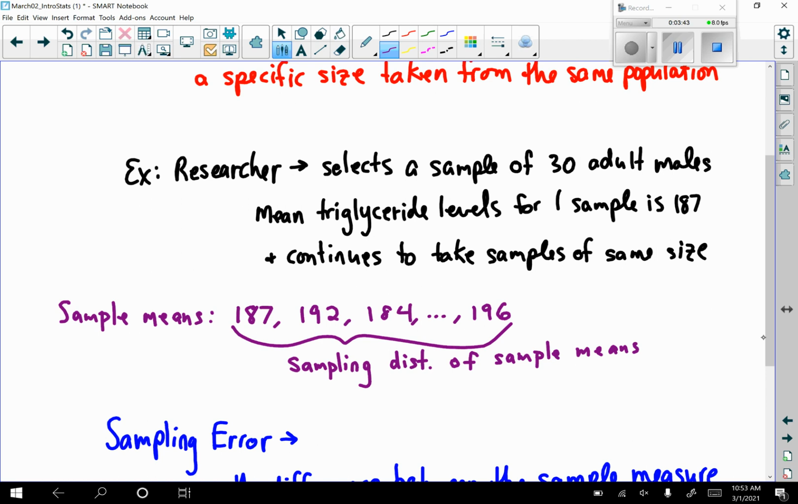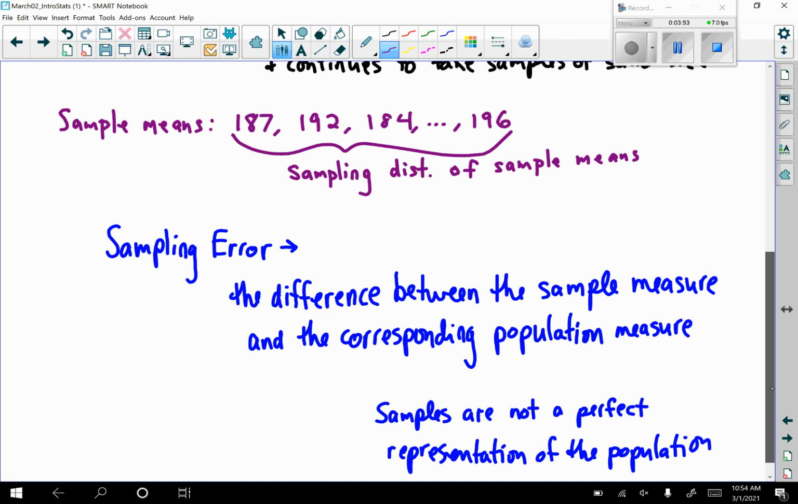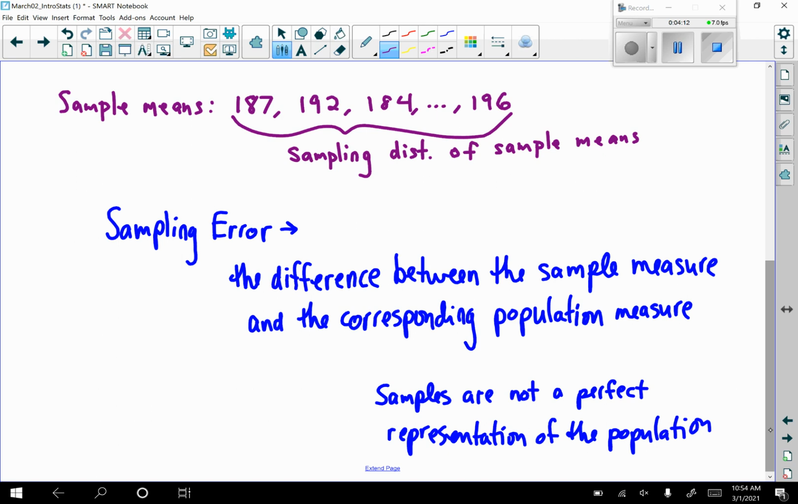Next, we're going to take a look at something called the sampling error. This is the difference between the sample measure and the corresponding population measure. Because samples are not a perfect representation of a population, they're close enough, but we can get a sampling error. And that's the difference between the sample measure and the corresponding population measure. And this is because samples are not a perfect representation of the population. Again, pause the video if you need to continue writing that down.